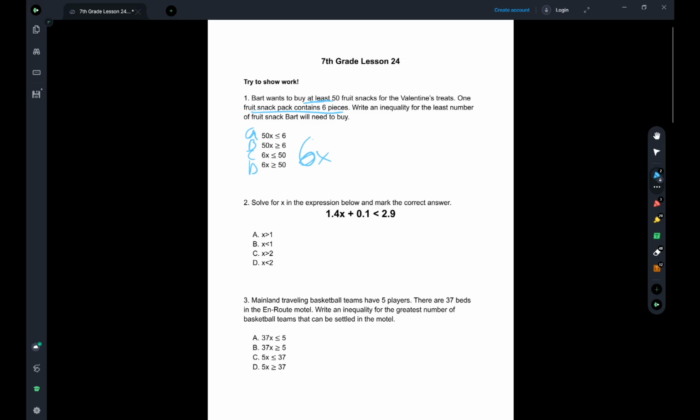So what you simply need to know is whether it's less than or equal to or greater than or equal to. C says 6x has to be less than or equal to 50, and D says greater than or equal to 50. But remember the question, it says he wants to buy at least 50 fruit snacks. So that means that what he wants is 50 fruit snacks or more, as I explained earlier. So the only one that fits is the greater than or equal to. So 6x is greater than or equal to 50, so D would be your answer.